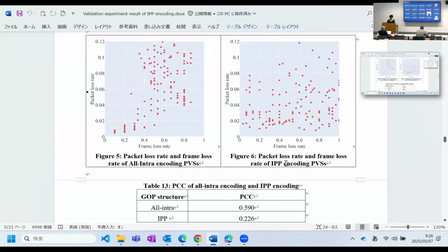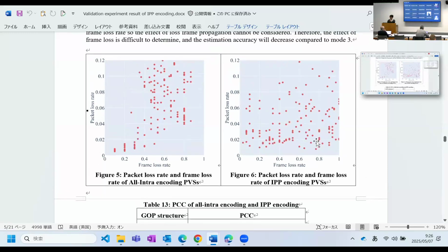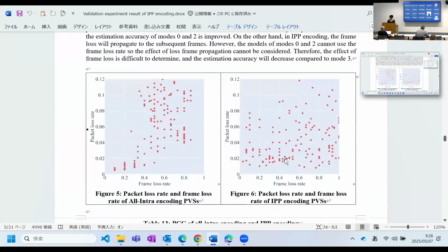On the other hand, in the IPP encoding, the frame loss will propagate to the subsequent frames. However, the model of modes 0 and 2 cannot use the frame loss rate, so the effect of lost frame propagation cannot be considered in IPP encoding PVS. Therefore, the effect of frame loss is difficult to determine in IPP encoding, and the estimation accuracy will decrease compared to modes 1 and 3.